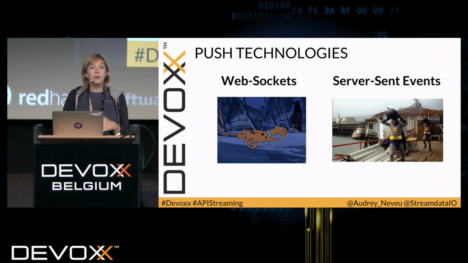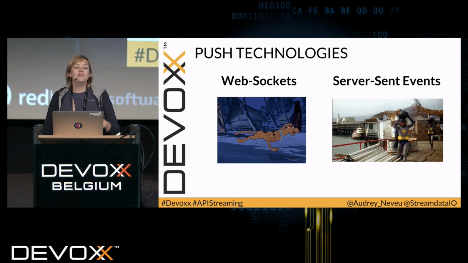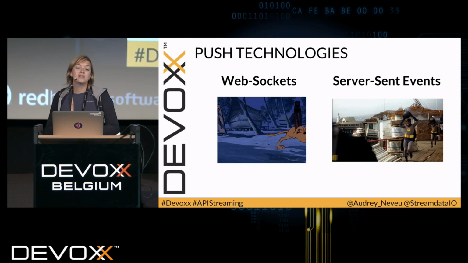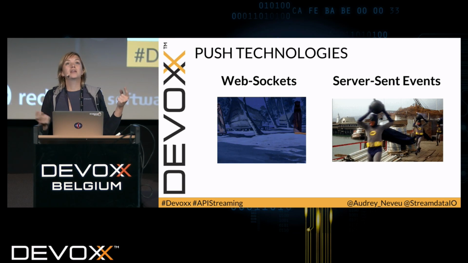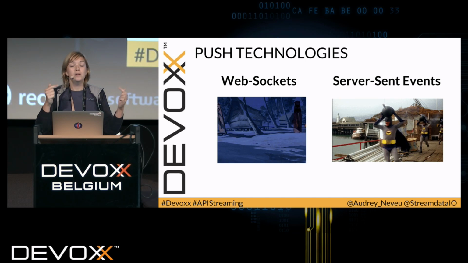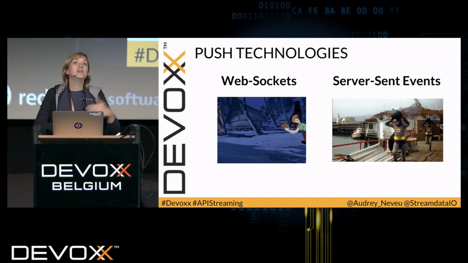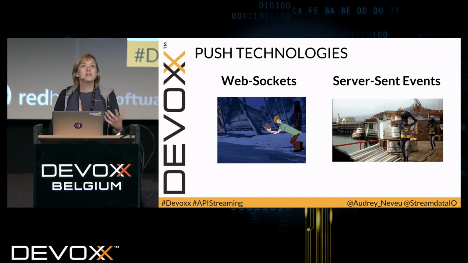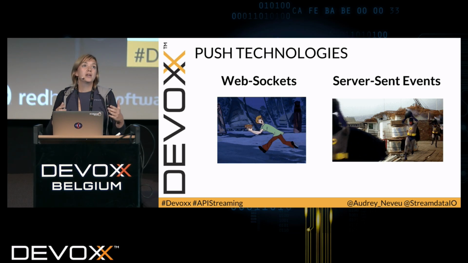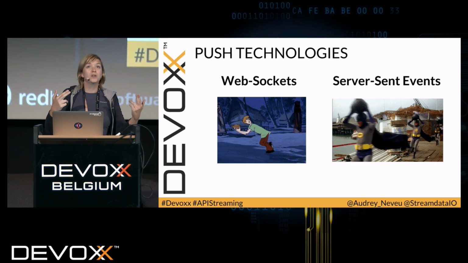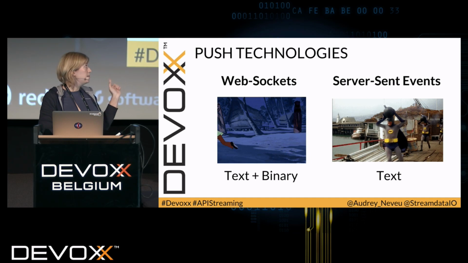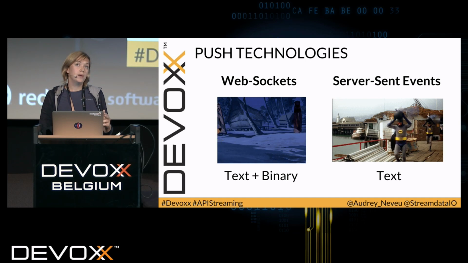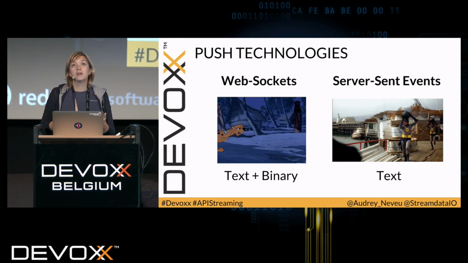So, probably the main difference between WebSockets and server-sent events is that WebSocket is bidirectional, so it allows both the client and the server to send data to each other, whereas server-sent events is unidirectional. So basically, server-sent events open a channel where the data can be pushed from the server to the client. The second big difference is that WebSockets can handle both text and binary, whereas server-sent events only handle text.